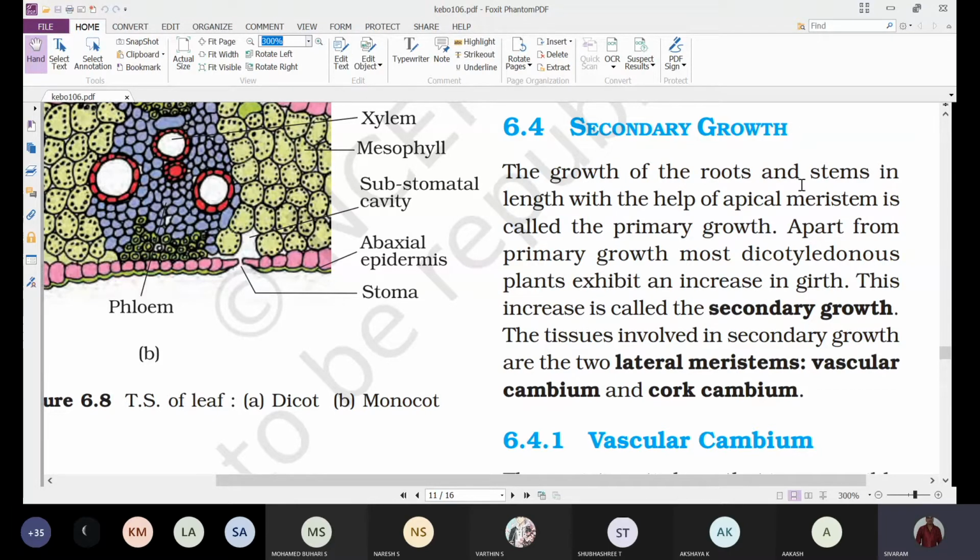Okay, so secondary growth. The growth of the roots and stems in length with the help of apical meristem is called primary growth. Before understanding secondary growth, first we have to know what primary growth is. Primary growth means the growth of the root and stem in length with the help of apical meristem or primary meristem, that is apical and intercalary meristem. We can also take the intercalary meristem into consideration, because intercalary meristem is nothing but a part of apical meristem only.